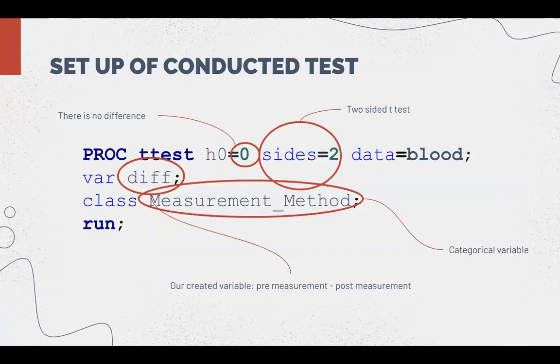So this is the setup of our conducted tests. So for our hypothesis statement, we put 0 because our null hypothesis states that there is no difference between the groups. And we put 2 in for our sides because it's a 2-sided t-test. We were looking at our newly created variable diff, which is the pre-measurement minus the post-measurement. And for our categorical variable, we put in the measurement method.